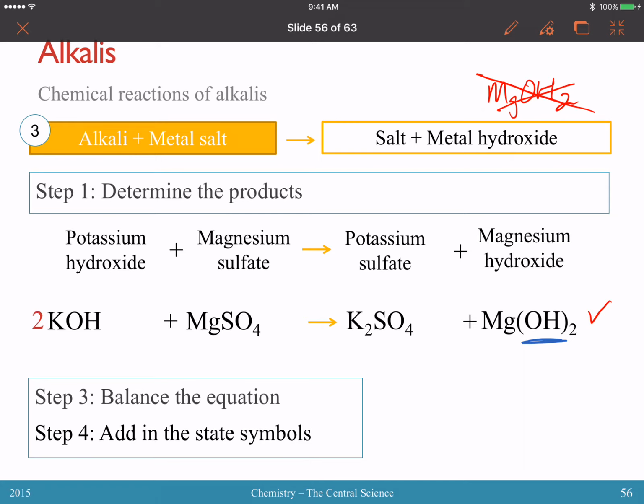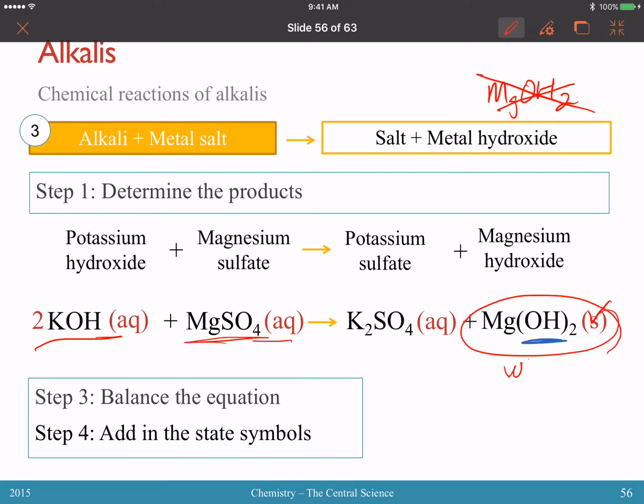Now let's add in the state symbols. Again, potassium hydroxide as the alkali must be in aqueous state. Magnesium sulfate is also soluble in water, so it's in aqueous state. Potassium sulfate is also aqueous, but magnesium hydroxide is insoluble, hence it's in solid state. So what you will observe is a clear solution of potassium hydroxide is added to a clear and colorless solution of magnesium sulfate, and you will produce a white precipitate.